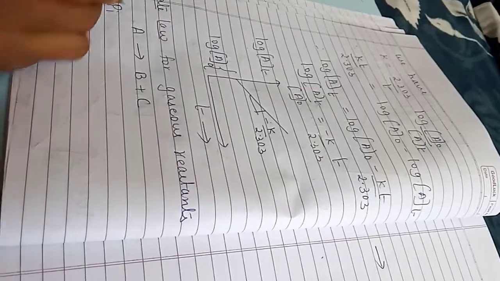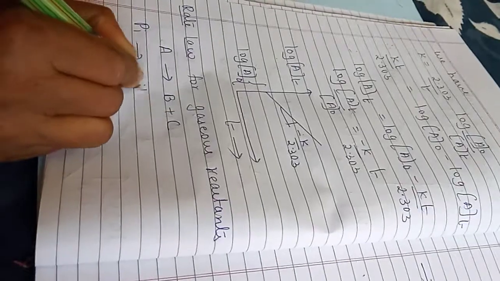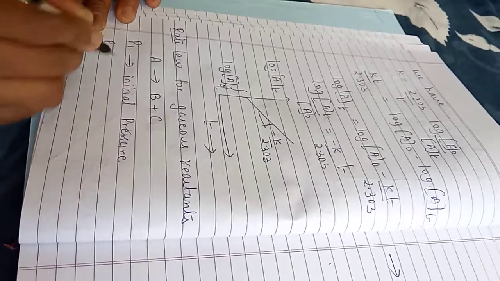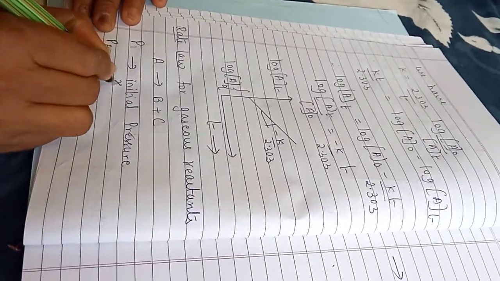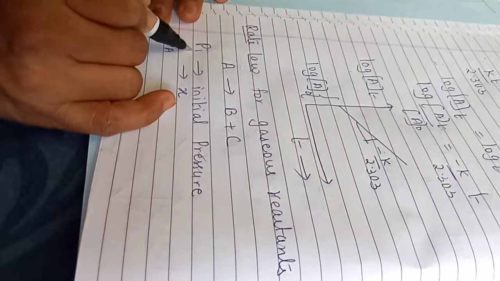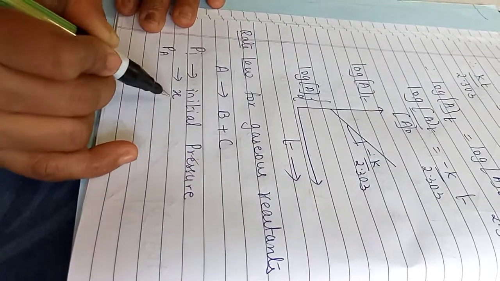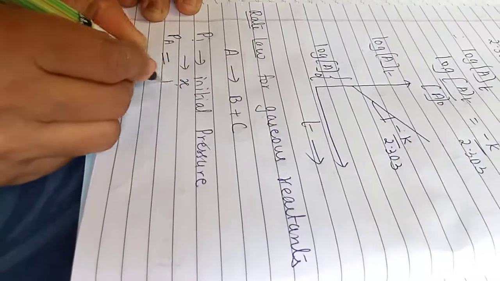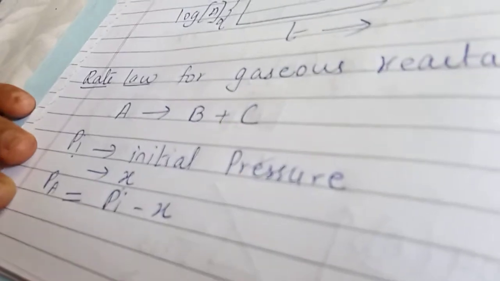Let me say P_i be the initial concentration, initial pressure, because pressure is the most prominent property regarding gases. So P_i be the initial pressure of the gases. Pressure of A is equal to what? Let me put here like this. Let x be the concentration which decreases with respect to time. Let the P_i be the initial pressure of the gases which decreases by amount x with respect to time. So what is P_A then? Pressure of A, it will be initial pressure minus x, the pressure which decreases with respect to time.